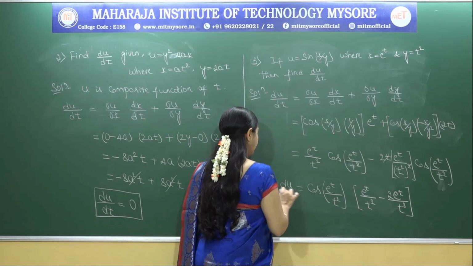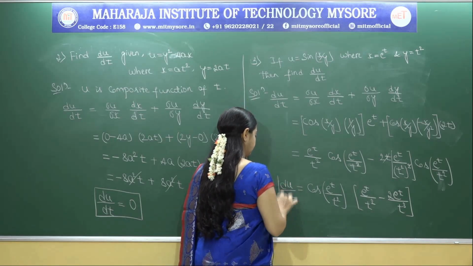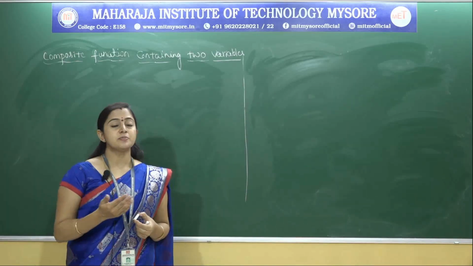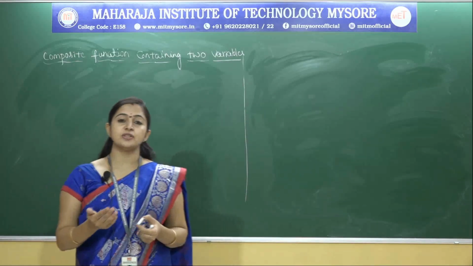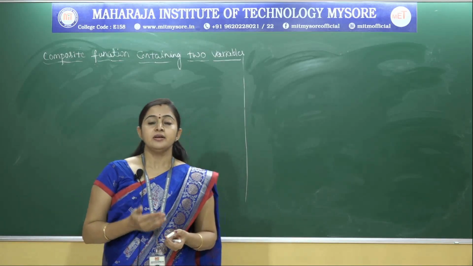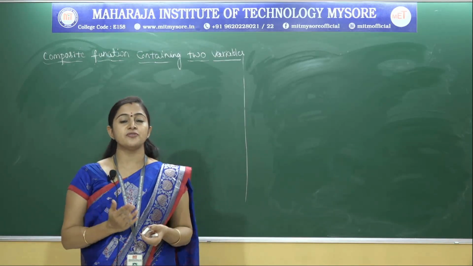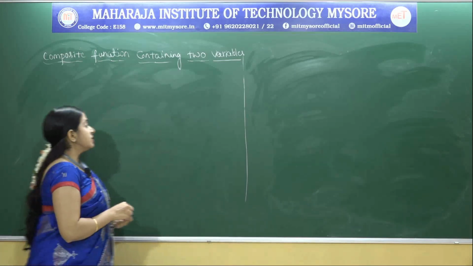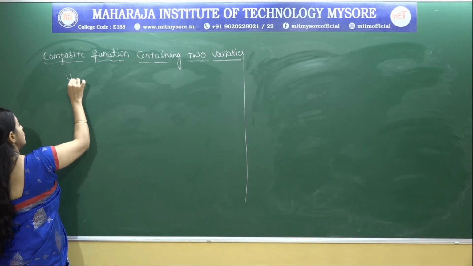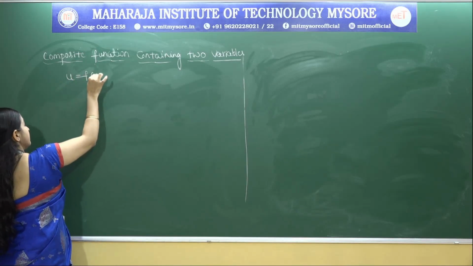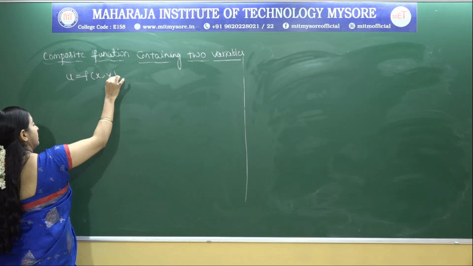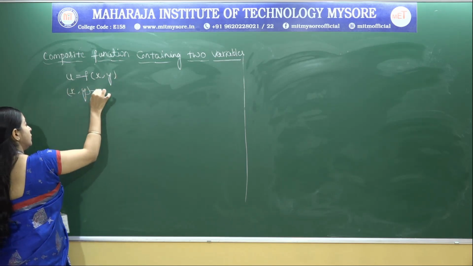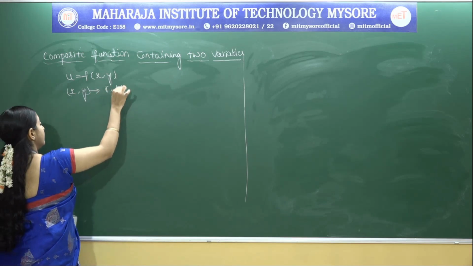It is du divided by dt. In the previous part you studied the composite function with respect to the single variable t. Here the next part is the composite function containing two variables. The same function I consider. Suppose u is a function of the two variables x and y, and x and y depend on two variables r and s.